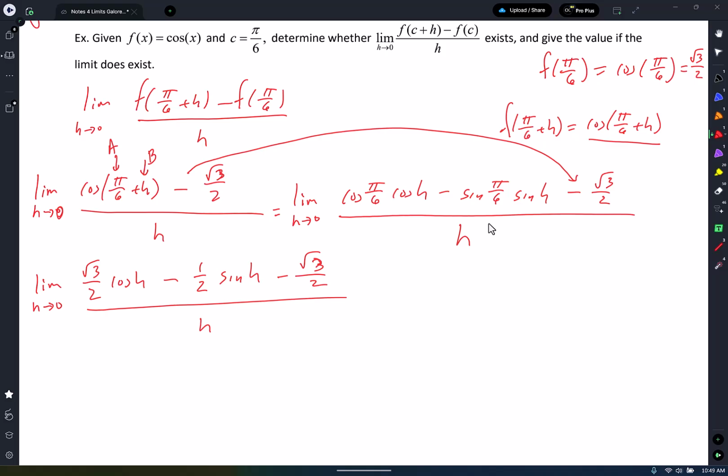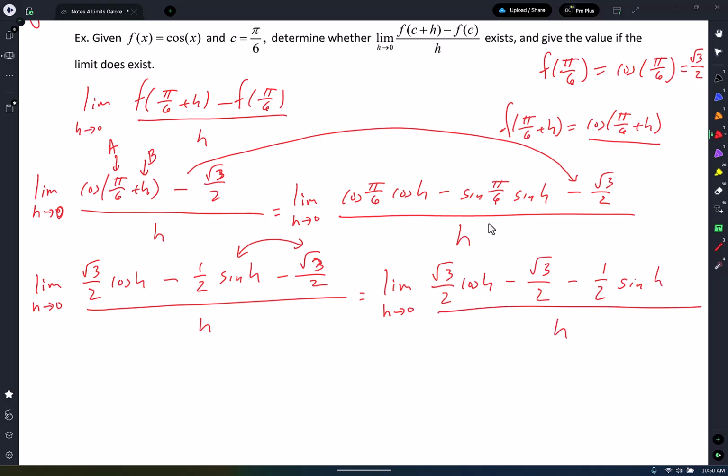I'm going to move these two like this. Since there's no equal sign, the signs stay the same. Why are you doing that? Because I'm going to do something to them. Limit as h approaches 0 of square root of 3 over 2 cosine h minus square root of 3 over 2 minus 1/2 sine h, all this over h. So catch up to there.